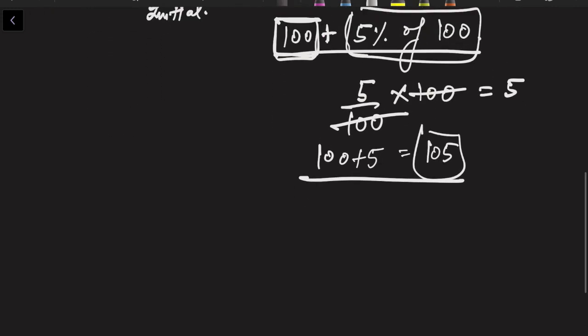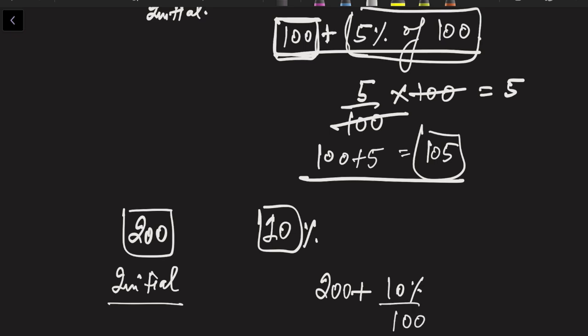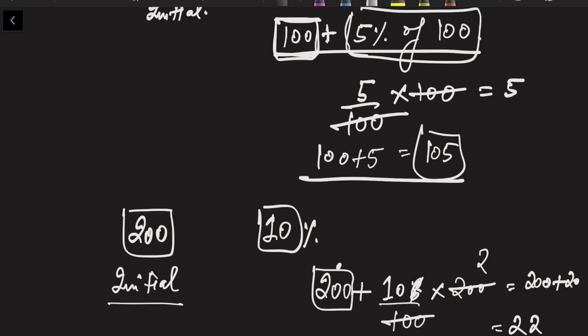If I tell you that some value is 200, this is our initial value, and it has been increased by 10%. So 200 shall be there, and the additional 10% of 200 shall also be there, because this 200 has been increased by 10%. So 10% of 200 is 20, and 200 plus 20 is 220.